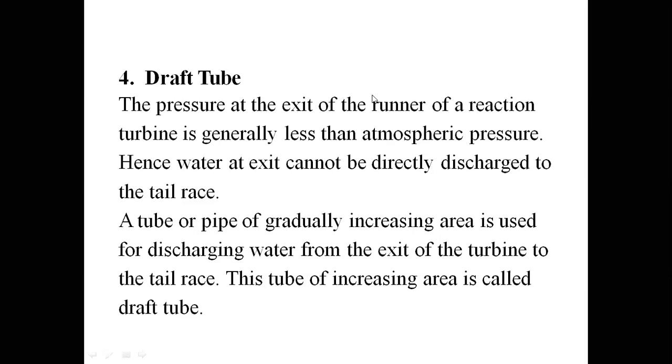After that, the pressure at the exit of the runner of a reaction turbine is generally less than atmospheric pressure. Hence, water at the exit cannot be directly discharged to the tail race. A tube or pipe of gradually increasing area is used for discharging water from the exit of the turbine to the tail race. This tube of increasing area is called the draft tube.